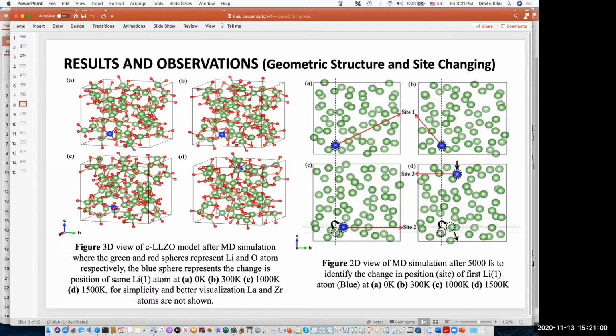When we increase the temperature to 1000 Kelvin, it hops, it changes its position to the neighboring position. When we further increase the temperature to 1500 Kelvin, you can see it again changes its position to site 3. From the right side figure, you can see the original position at A, which we indicate as site 1. Then at 1000 Kelvin, it changes its position to site 2. And at 1500 Kelvin, it changes its position to site 3.